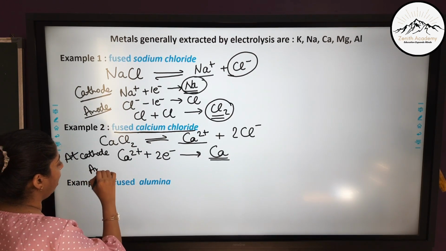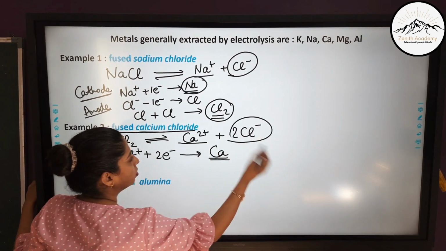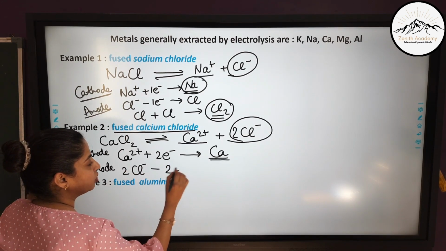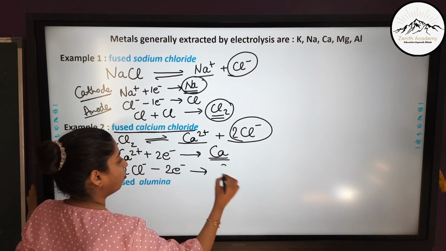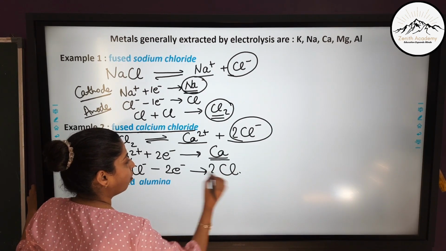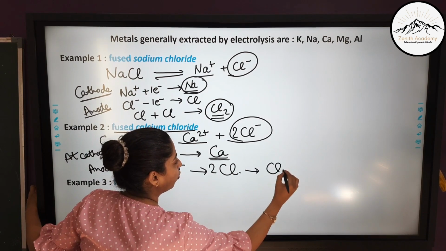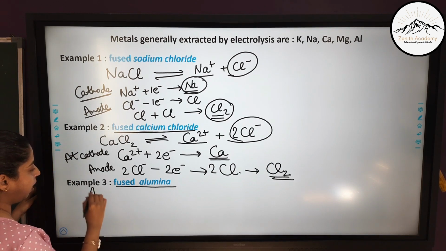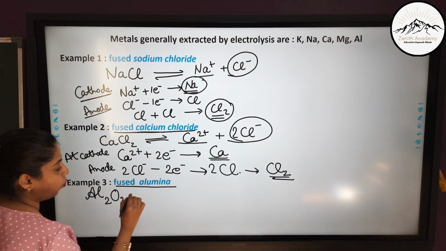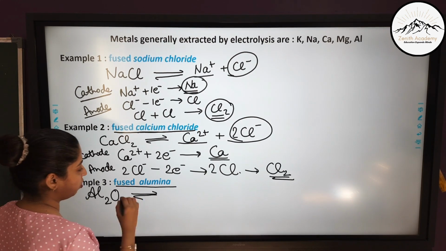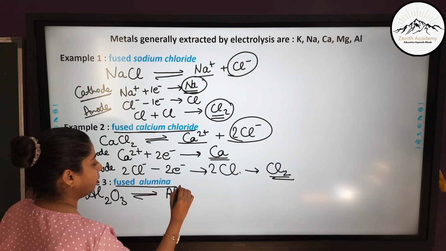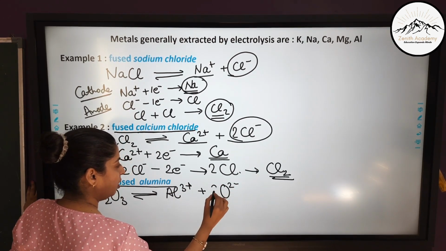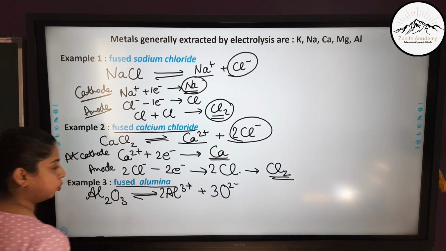And at the anode, the chloride ions go there. Two chloride ions will lose two electrons, one each, and form two chlorine atoms, which will get converted into a chlorine molecule. Now what happens to fused alumina? Alumina is Al2O3. When it dissociates in the presence of current, it gives aluminium 3+ and oxide. Now, oxide is 2-, so there will be 3 oxide ions and 2 aluminium ions.